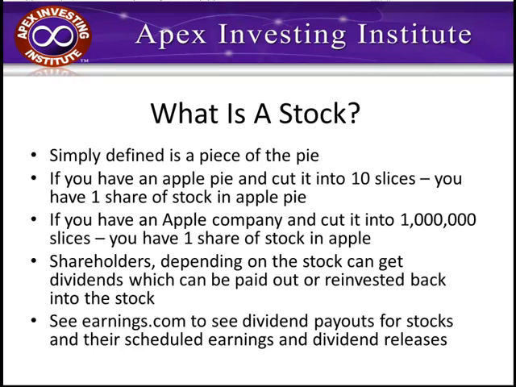And shareholders have different benefits and rights depending upon how many shares they own. If you own a share of stock that pays a dividend, then you can actually get a dividend payment made to you. And if you ever want to check out what the dividend payouts are and when you have to own the stock to get the dividend, just go to earnings.com. It has all their scheduled earning releases, dividend releases, dates that you have to own it. Everything is on there. If you have any questions about that or how that works, just let us know in the forum.